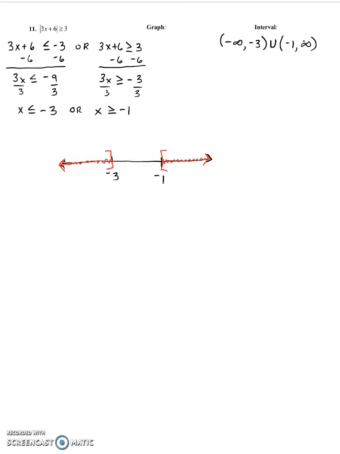So that's the end of section 9.3. After you finish that homework, you should be ready to do the practice test 1 and then take your test 1.